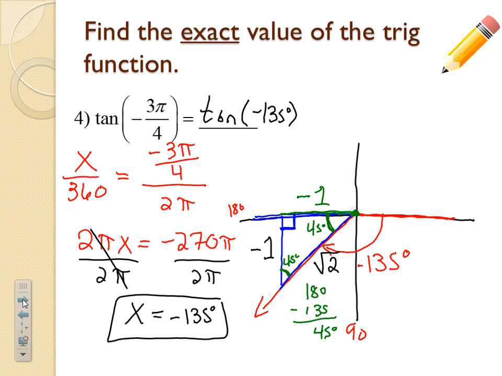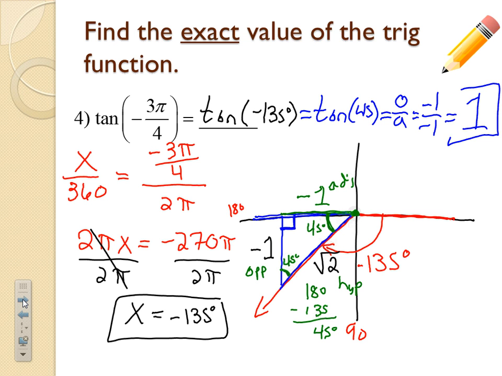Now that I have all of this, I'm going to go around and label my sides. This is the opposite, this is the adjacent, and this is the hypotenuse. Since I'm looking for tangent of our new 45-degree angle, it equals opposite over adjacent. My opposite is negative 1. My adjacent is negative 1. Negative 1 divided by negative 1 is 1. And that is our final answer, ladies and gentlemen, and the end of our wonderful video.